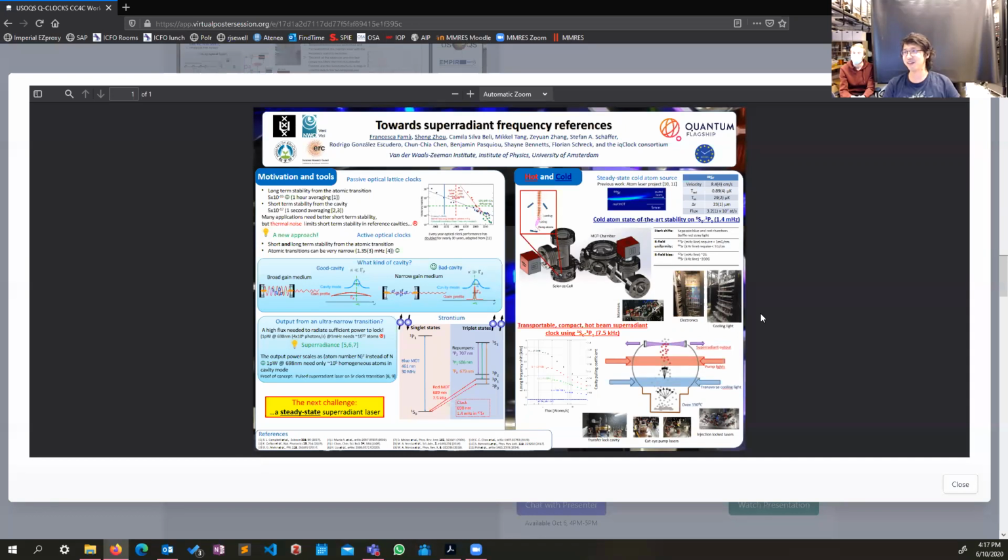And we are also working on another system based on a hot beam. This one will be a simpler, transportable, and more compact system. And here are some pictures of our lab.